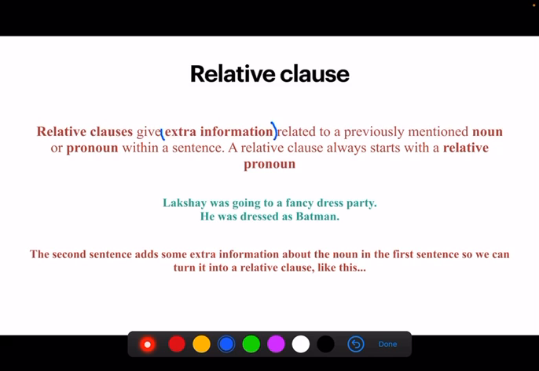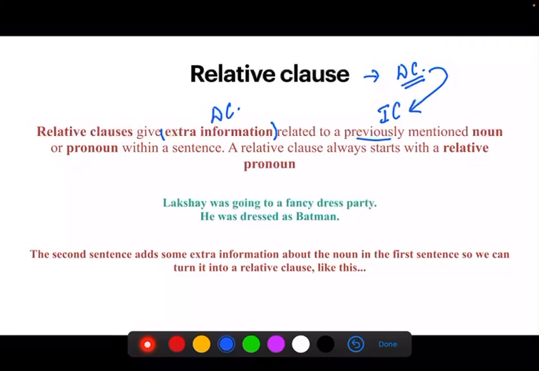Now our motive is to join the second piece of information into the first sentence, because it's just adding. It's a dependent clause, and the previous sentence will always be the independent clause because it doesn't need anything else. It will make sense on its own. And always the extra information will be our dependent clause. That is, a relative clause is also a type of dependent clause, and it depends on the previous sentence which we have. In this example, the second sentence adds some extra information about the noun in the first sentence.